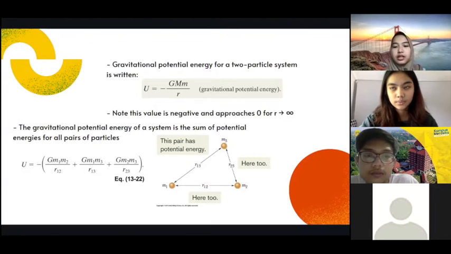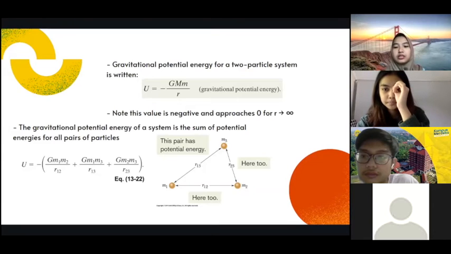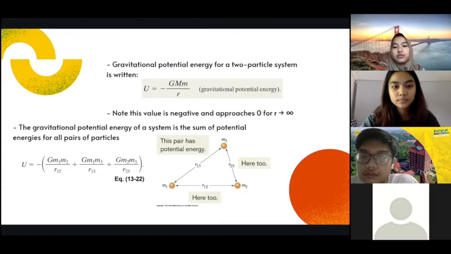Gravitational potential energy for a two-particle system is written as this formula. Note that this value is negative and approaches zero as r goes to infinity. The gravitational potential energy of a system is the sum of the potential energies of all pairs of particles. Next.